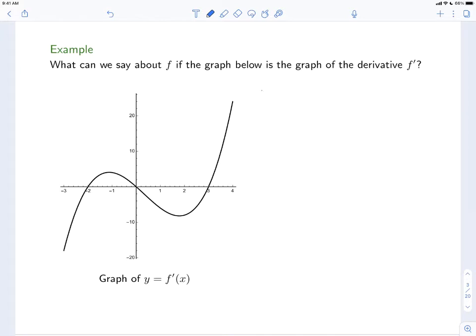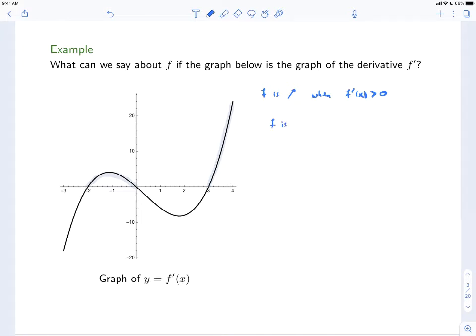So we know that f is increasing. Let me just draw an arrow pointing up to say that f is increasing when the derivative, f prime, is positive. Well, what we're looking at is the graph of the derivative, so we can find the places where the derivative is positive, and we'll just highlight them here. So the derivative is positive wherever the graph is above the x-axis.